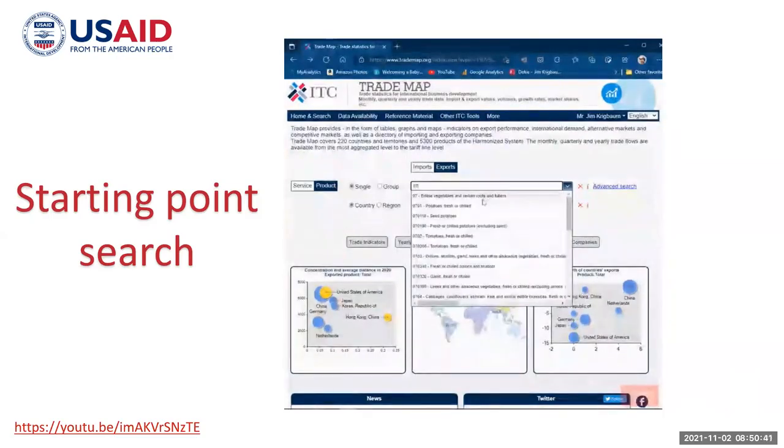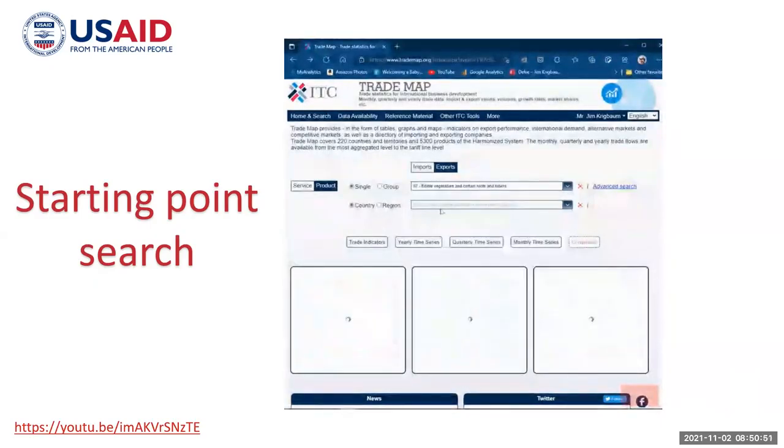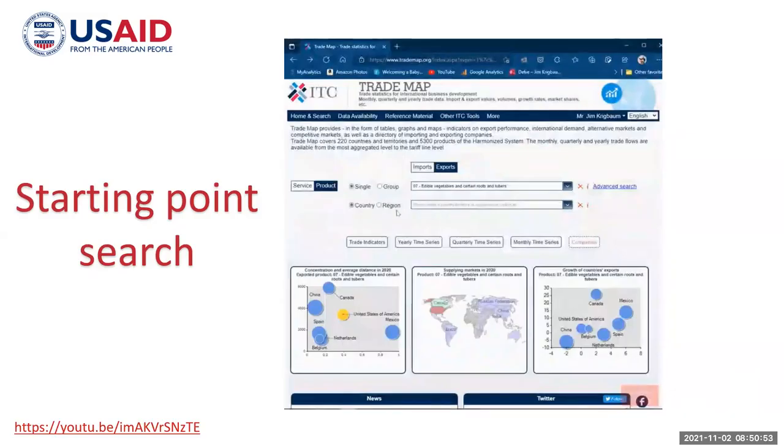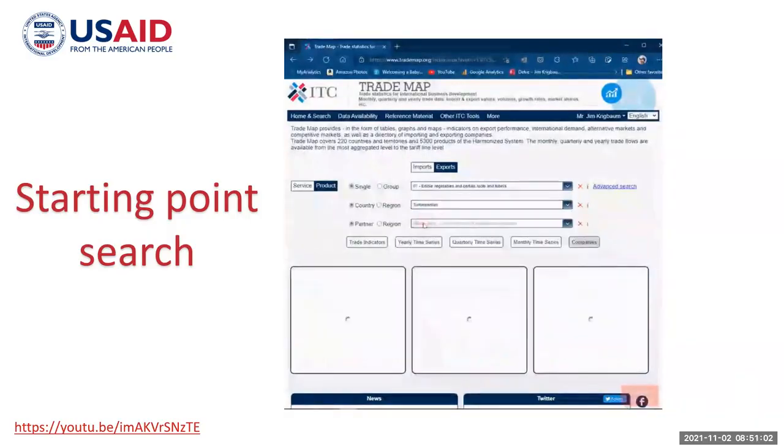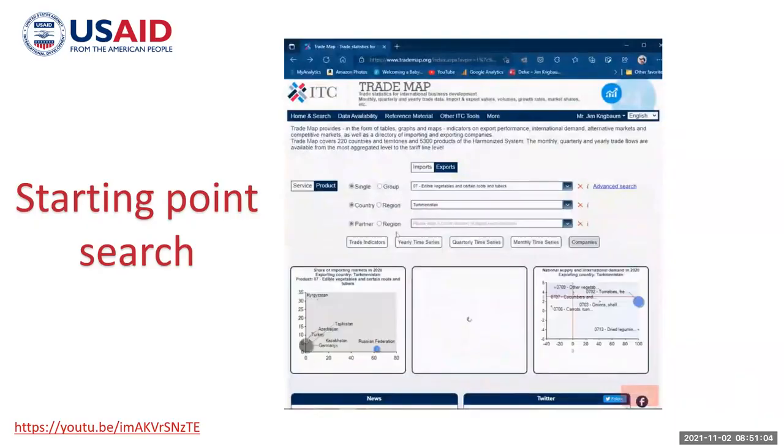07 is edible vegetables. You can see here it gets more specific, going out to 6 HS categories, but for our first search, we want to get the general trends. We start with 07. In this, you can choose a country or a region. In this case, we're going to choose a country, because we're interested in exports from Turkmenistan. We plug in Turkmenistan, we hit trade indicators.